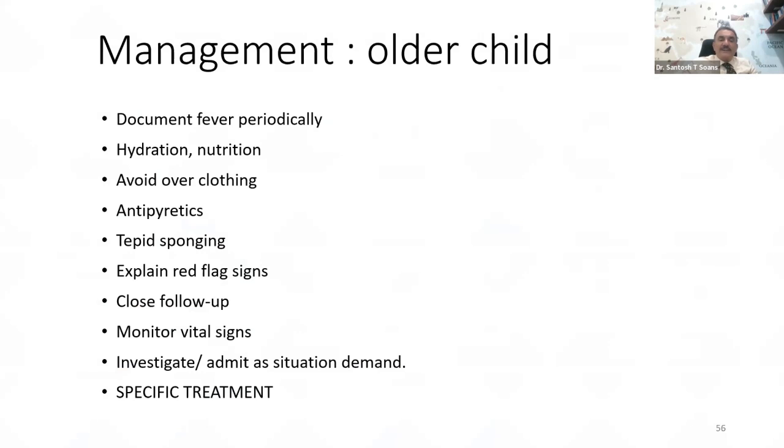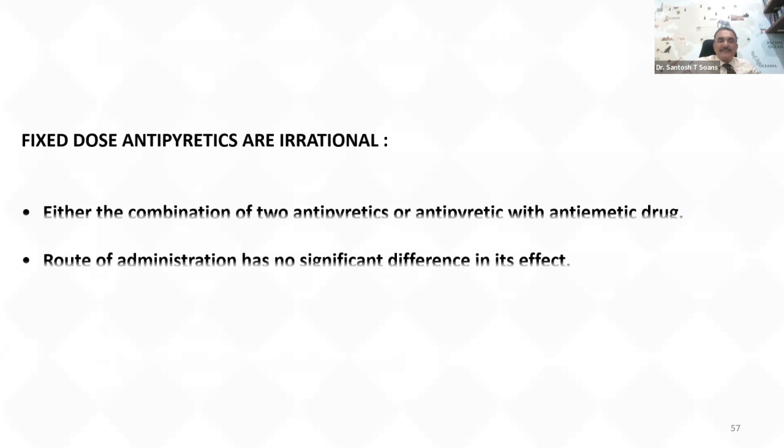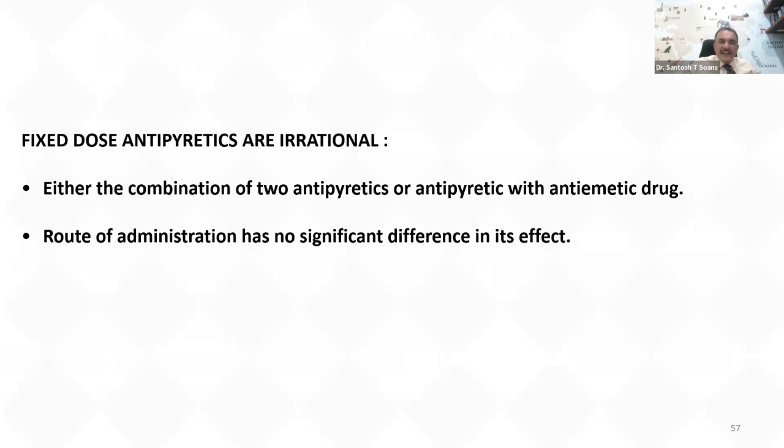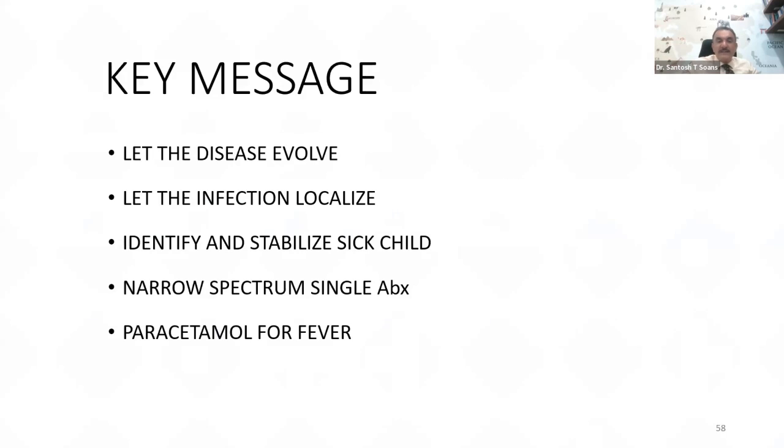So management, older children, document properly, give a lot of fluid. Overclothing, don't cover when you've got fever, let it dissipate. Use an antipyretic, tepid sponging, explain the red flag signs, close follow-up, monitor the vital signs, specific treatment if it is there. So fixed dose combinations are irrational. Many people have come out with two antipyretics, paracetamol with ibuprofen, paracetamol with mefenamic acid. It's an irrational combination. So please don't use it. Use one drug in a proper dose. Route, for example, it has been shown paracetamol suppository or paracetamol oral has got the same effect. But for ease of administration, if the child is vomiting, you can use the suppositories.